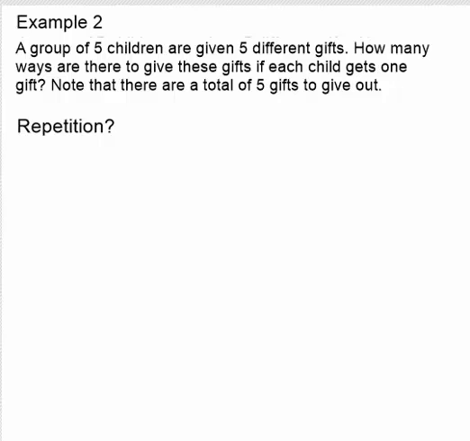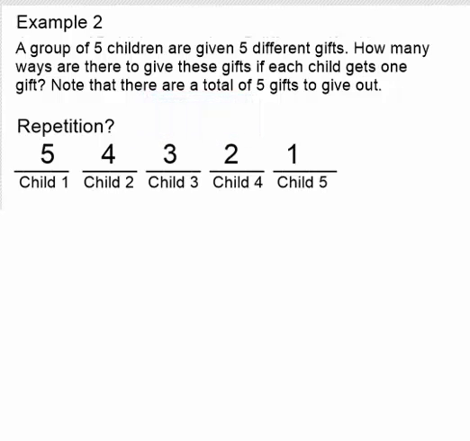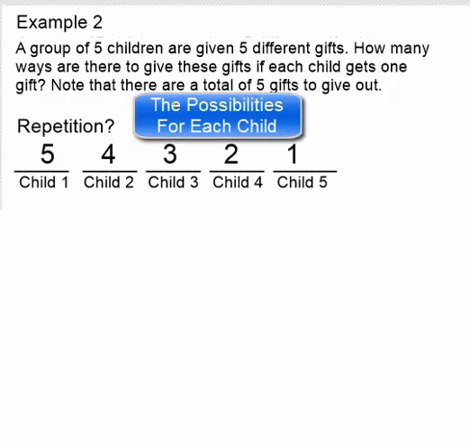The key statement here is that there are a total of 5 gifts to give out. That means we can't repeat gifts. One child gets a gift, and there's 4 gifts left for the next child. So there cannot be any repetition here. So we get 5 gifts for the first child, 4 gifts for the second child, 3 gifts for the third child, 2 gifts for the fourth child, and the last gift for the 5th child.